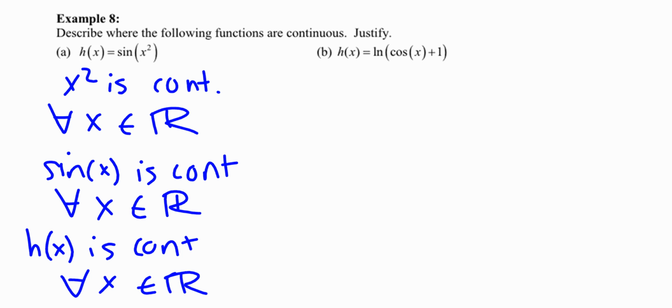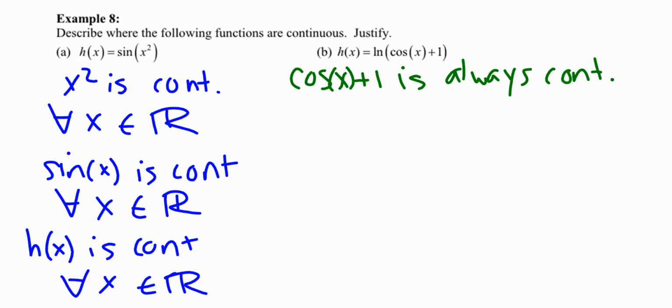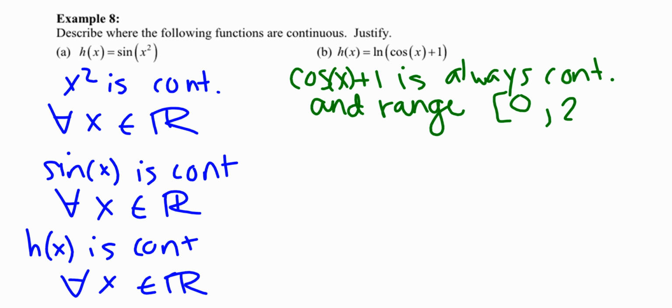All right, let's talk about this part now. Cosine of x plus 1, we start with the inside. That's always continuous because it's a polynomial function. And the range, the numbers that are going to be coming out of this part are the lowest that cosine can be is -1. So that's going to be 0 for the lowest value of cosine of x plus 1. The highest value cosine of x could be is 1. So the highest value that expression could be is 2. The range would be 0 to 2.